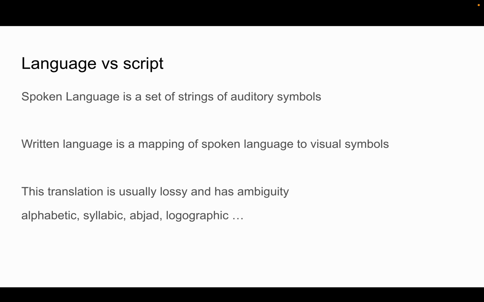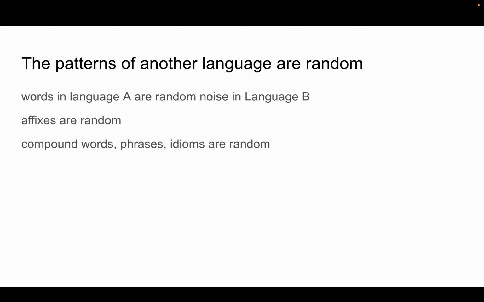There are different ways to write language and different rules on how to do it. Alphabetic is something that you're familiar with in the English language. There's also syllabic, abjad, which is used in Arabic, Hebrew, and some Semitic languages, and logographic, which would be something like Chinese.